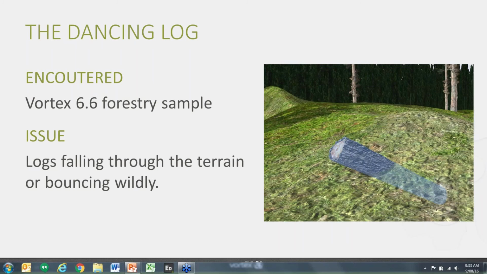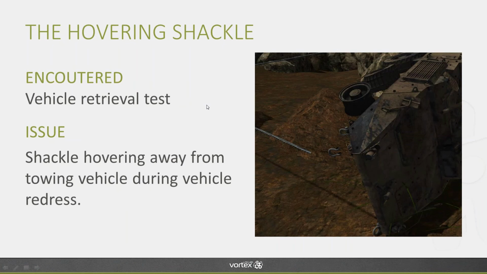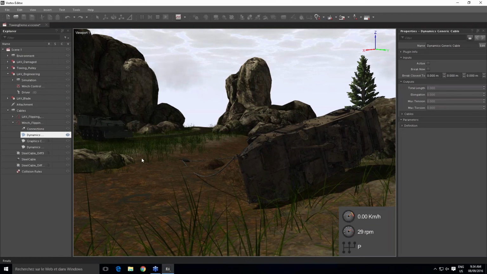Thank you, Marc-Alexandre. So that was our second case study. For the next one, we're actually not going to be using an existing sample. It's coming from a test we were doing related to a vehicle retrieval scenario. And the issue we ran into, as you can see on the screen here, was a shackle that was hovering away from the vehicle during the vehicle redress phase. Now, as you'll see once it's in action, it's actually quite peculiar seeing it happen like this, because it's still applying force on the vehicle being redressed. So, Marc-Alexandre, I will pass you back the controls so you can show us this in action. Thank you, GP.